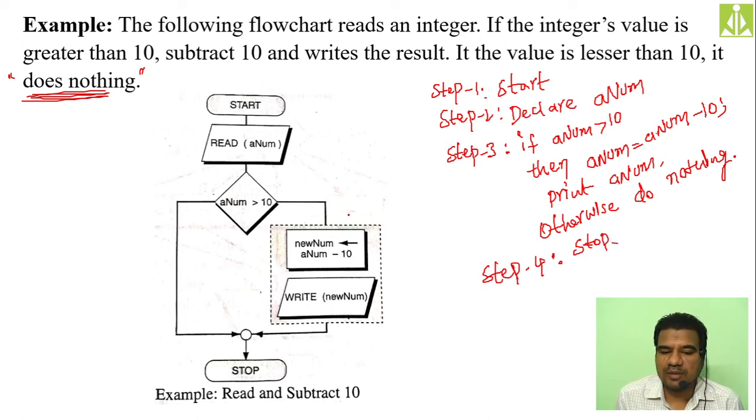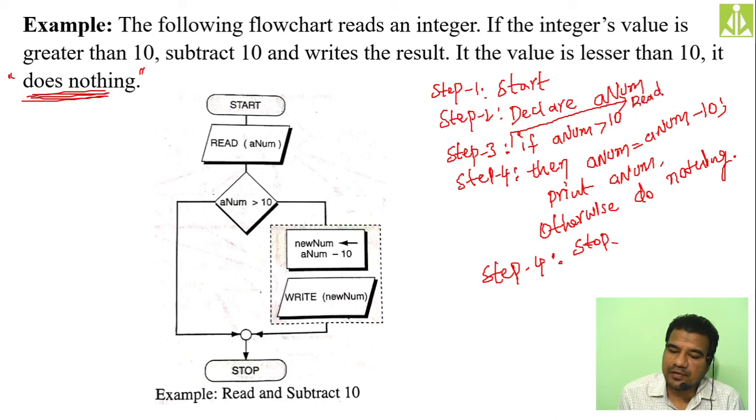For whatever problem they have given, how I am going to solve that problem means in this way. First I will start the algorithm, then I will declare a num, then I will read a num. I forgot to put that one. Step 3 will be read a num, then this will become step 4. So over here I am writing step 3. Okay, read a num.